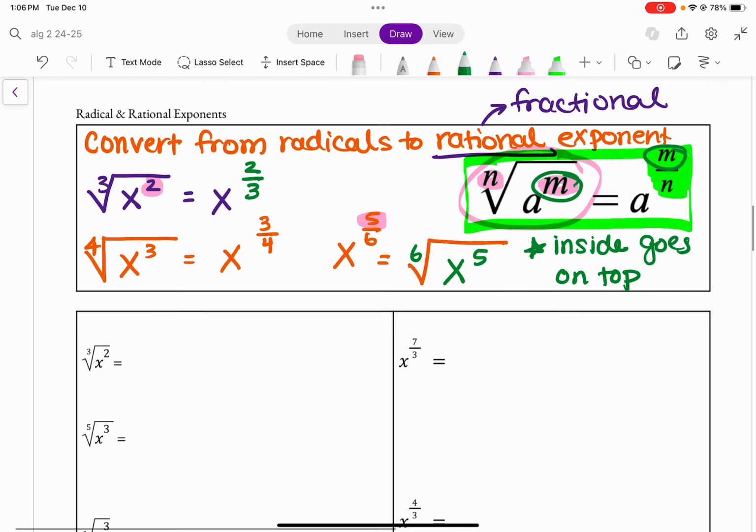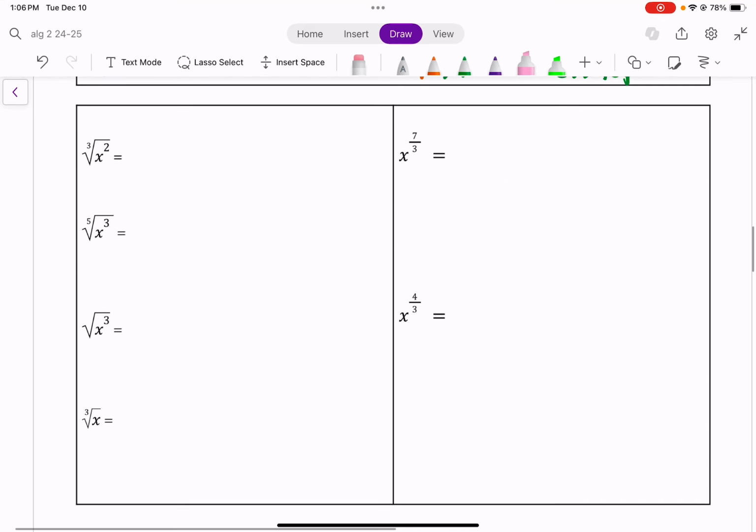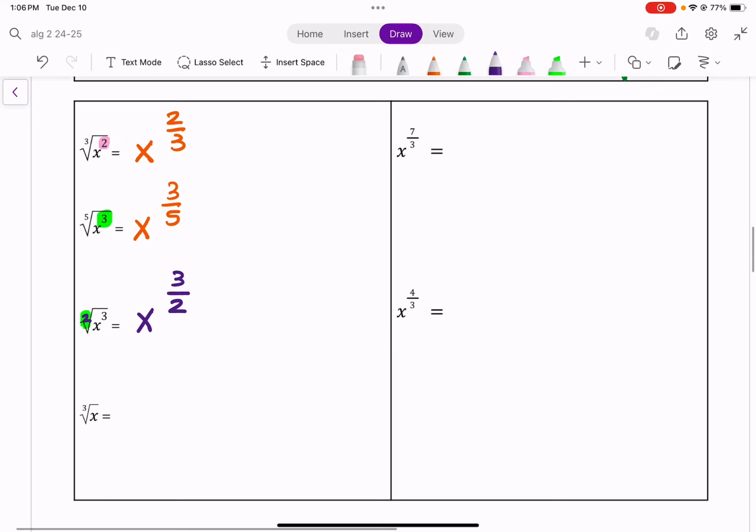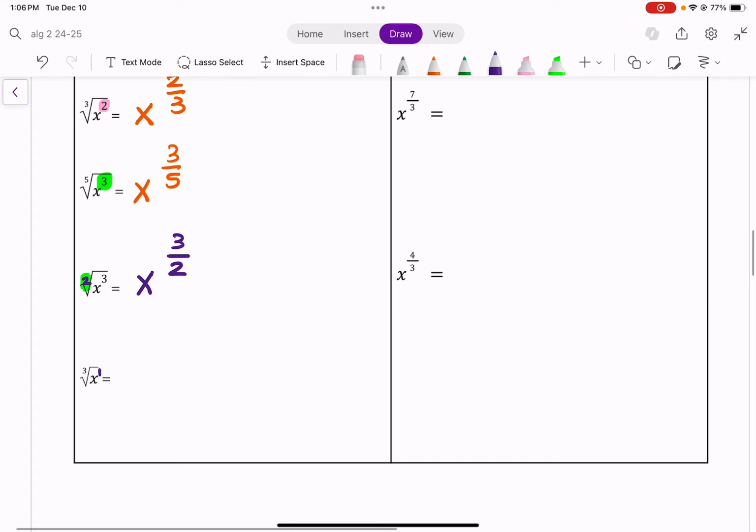So let's just quickly practice here. Again, inside goes on top, so I can rewrite this as 2 over 3. You can do this by yourself as well. Here, again, inside goes on top, so x to the power of 3 over 5. If you don't see a root, there is an invisible 2 here, okay? So when there is no root, there is an invisible 2. So this would be 3 over 2. And then similarly, if you don't see an exponent, you can put a 1. So this is x to the power 1 over 3.